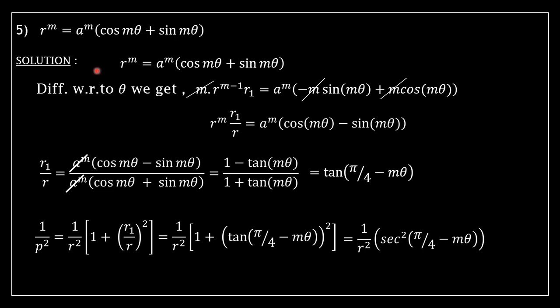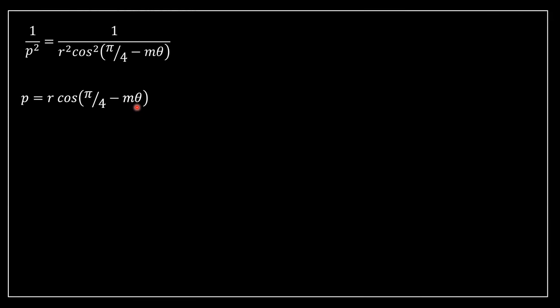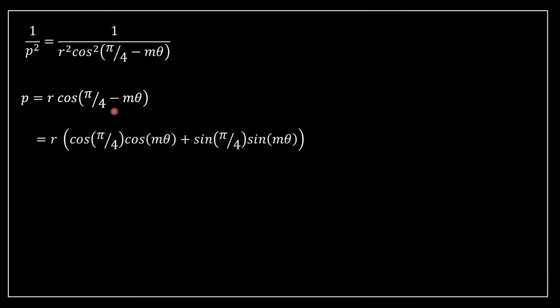So continuing the problem, from the previous slide, secant square pi by 4 minus m theta can be written as 1 by cos square pi by 4 minus m theta, isn't it? And just cross multiplying the terms and taking the positive square roots, p is equal to r into cos of pi by 4 minus m theta. What is cos of a minus b, students? Cos of a minus b is cos a cos b plus sin a sin b, isn't it? Using that result, cos of pi by 4 minus m theta can be written as cos of pi by 4 into cos m theta plus sin of pi by 4 into sin m theta.